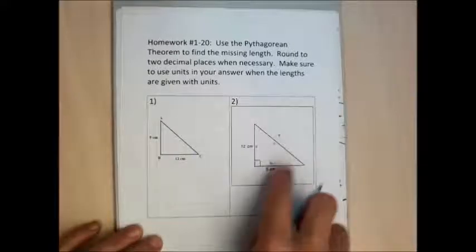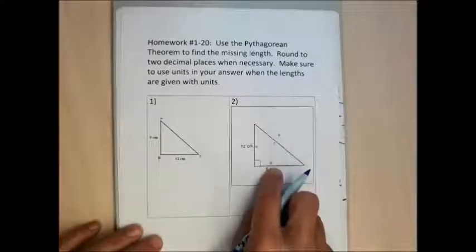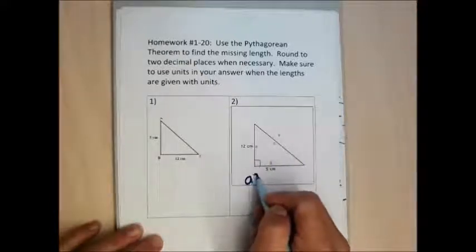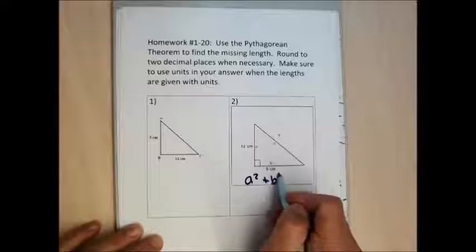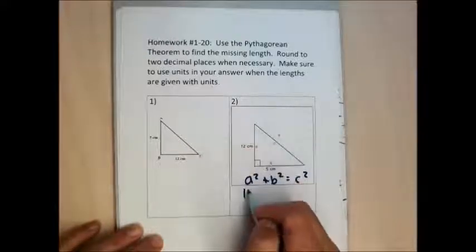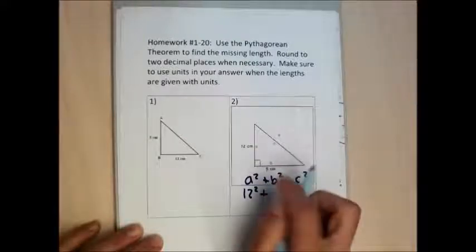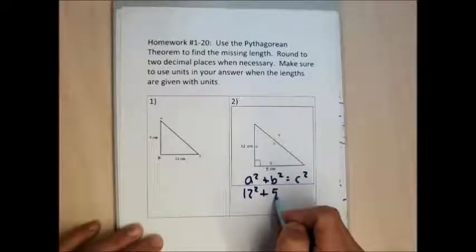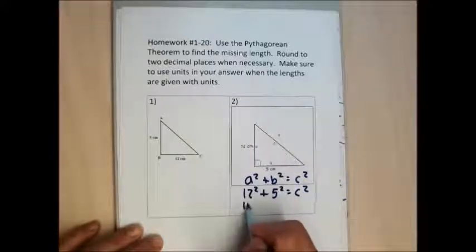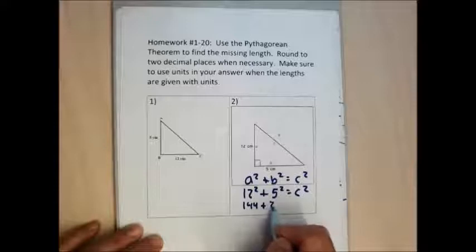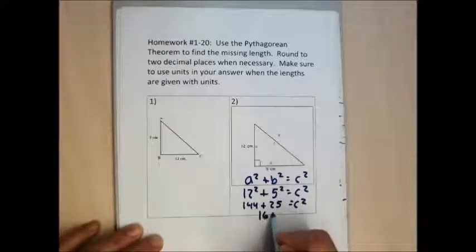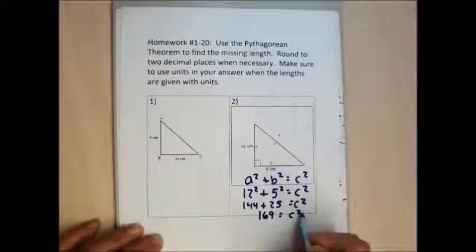So when I do problem 2, it gave me an A, it gave me a B. I need to find the C. So I'm going to use the A squared plus B squared equals C squared formula. For A squared, I'm going to put 12 squared. And for B squared, I'm going to put 5 squared. I'm going to leave the C squared alone. This is going to give me 144 plus 25 equals C squared. This gives me 169 equals C squared.